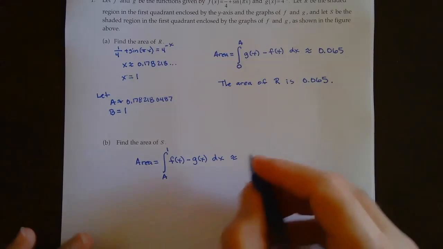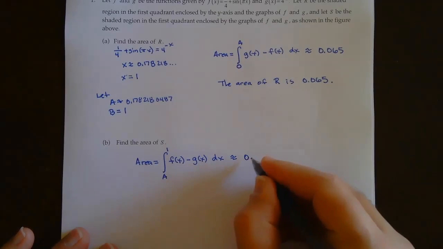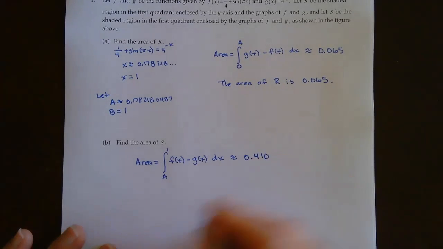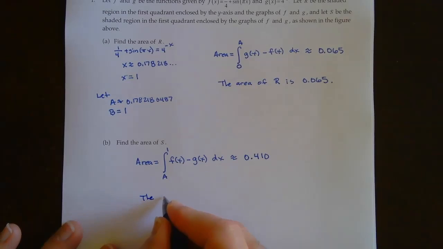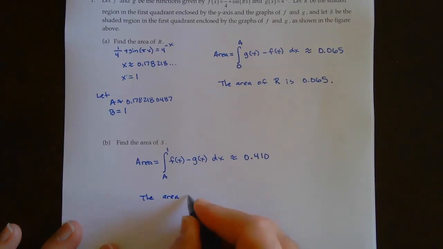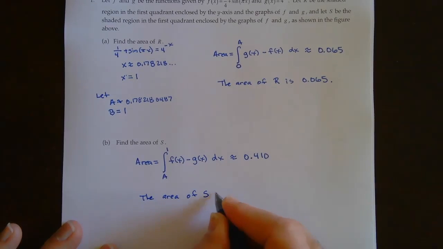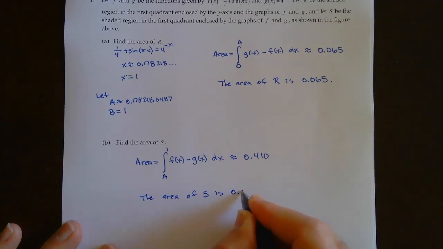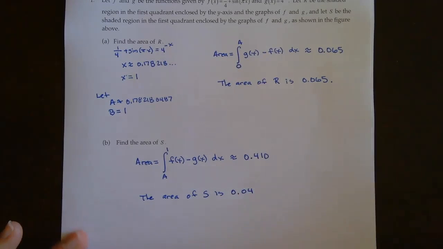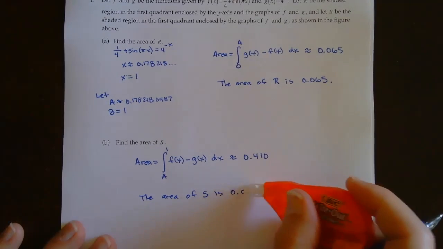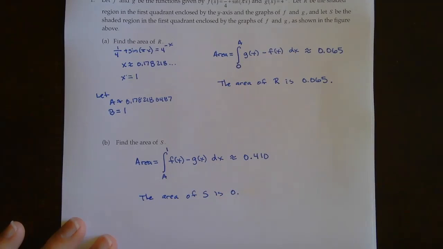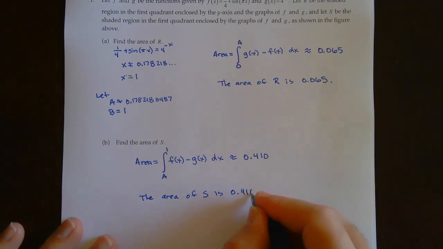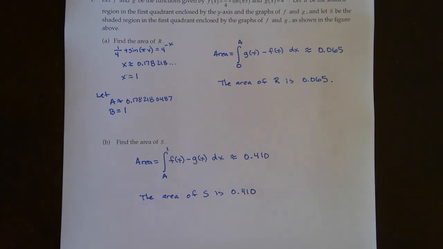So from the calculator, we got 0.410. So the area of S is 0.410. Whoops, too many zeros. And if you put 0.41, that's fine too, because that's the same. All right, you guys, that's it. That's the area between curves.